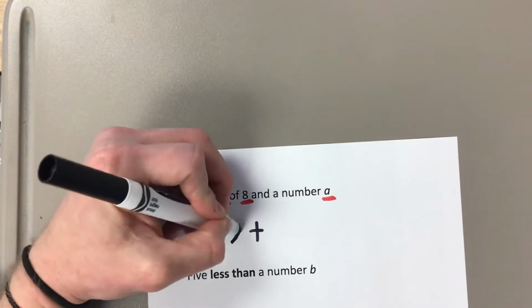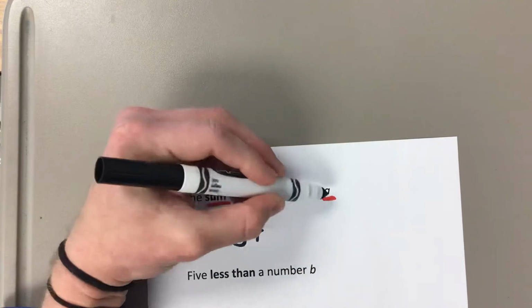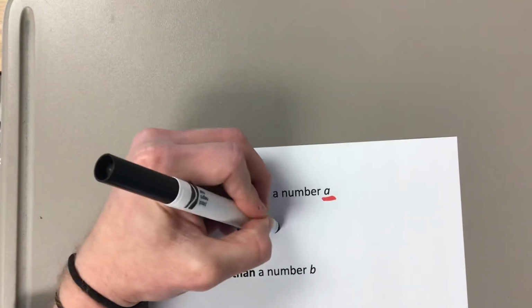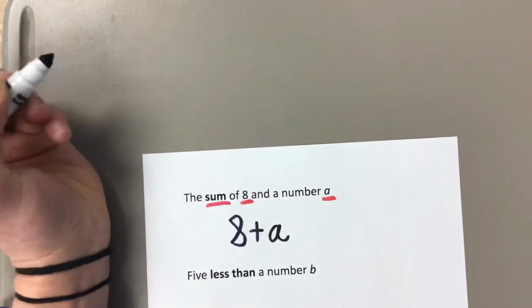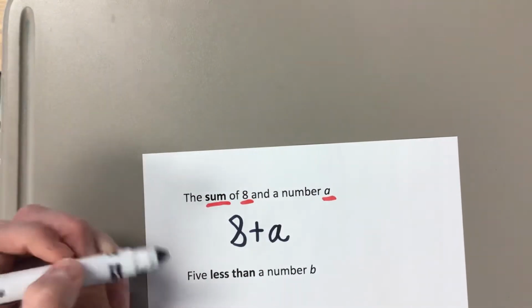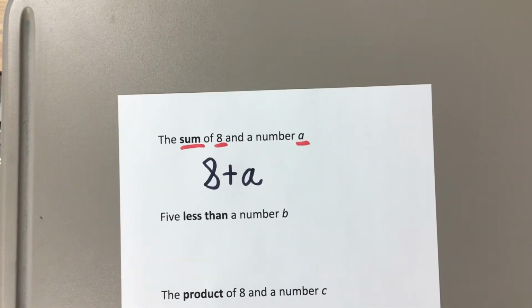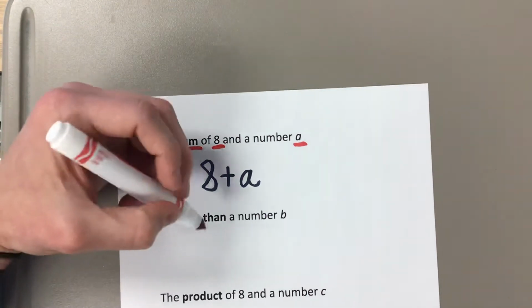So I'm going to write my 8 and then I'm going to write my number a, or letter a in this instance, to the right of that addition sign. So again, remember with expressions, we do not need to write an equal sign, so I am finished with this one, 8 plus a.